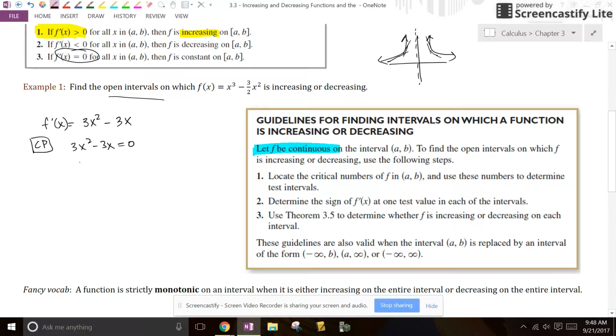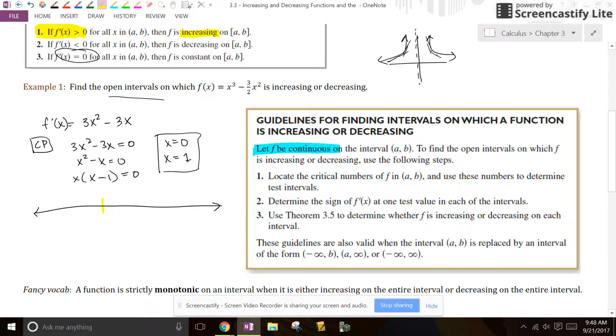Let's see, what can I do? I could divide everybody by 3 if you want. x squared minus x equals 0. And then I factor out an x: x times (x minus 1). Ooh, look at that. We found critical points when x is 0 and when x is 1. Those are what we call critical points. Now, what does that mean? This is a continuous function that goes on forever, but at the beautiful number 0, this graph has a critical point, and it has a critical point at the number 1.